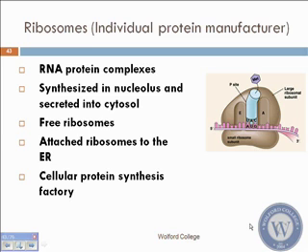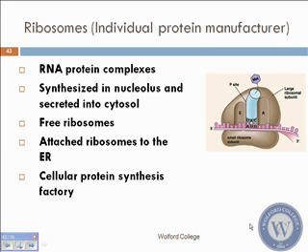I don't want you to know all the details of that. That's not necessary for your job. What you need to understand is that messenger RNA is going to be translated into amino acids. Okay? Eventually, this will lead to enzymes that are freely floating inside the cytoplasm.